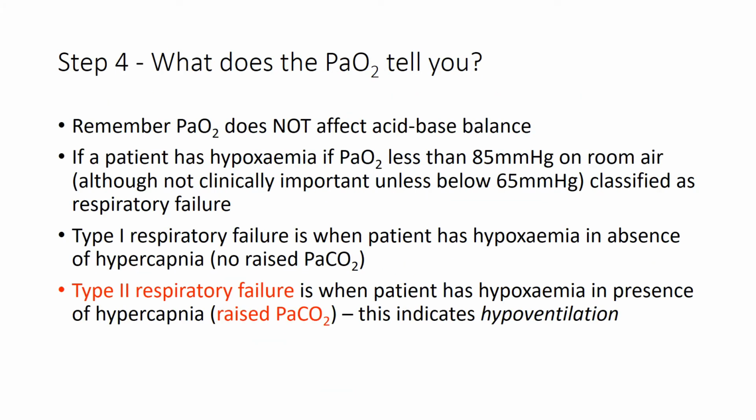So looking at step 4 in more detail, what does the arterial pressure of oxygen tell you? Remember, this does not affect the acid-base balance, but if a patient has a hypoxemia of less than 85 millimeters of mercury on room air, then this is classified as respiratory failure, although not clinically important unless below 65 millimeters of mercury. So type 1 respiratory failure is defined when a patient has hypoxemia in the absence of hypercapnia, as in there's no raised arterial pressure of carbon dioxide.